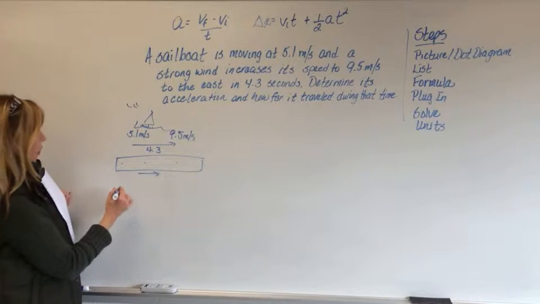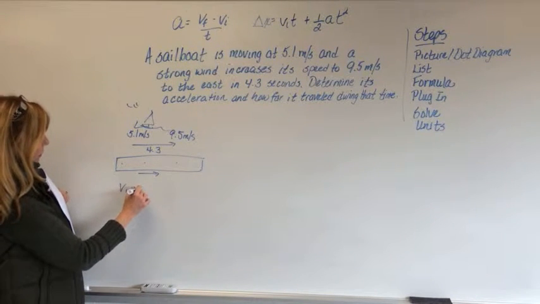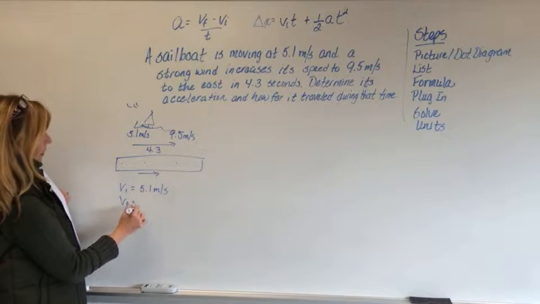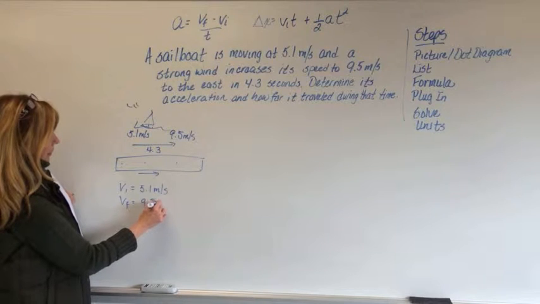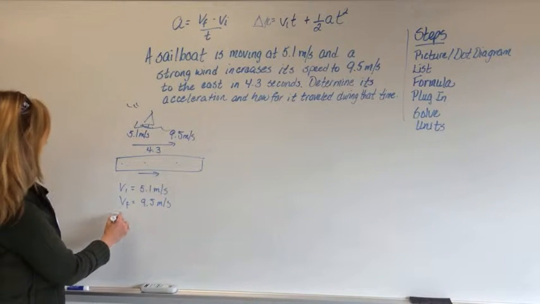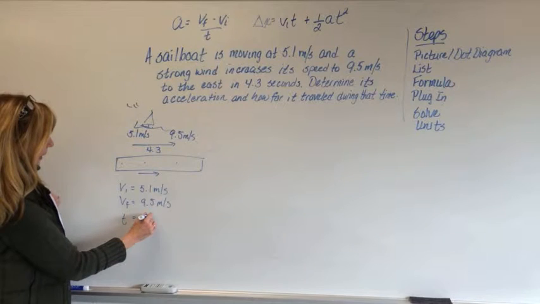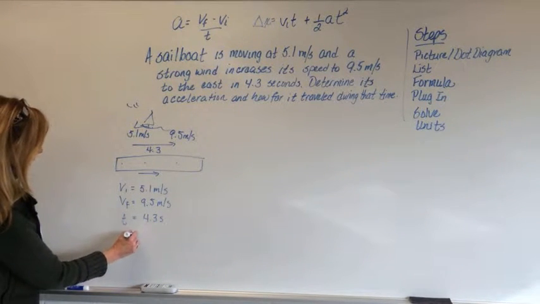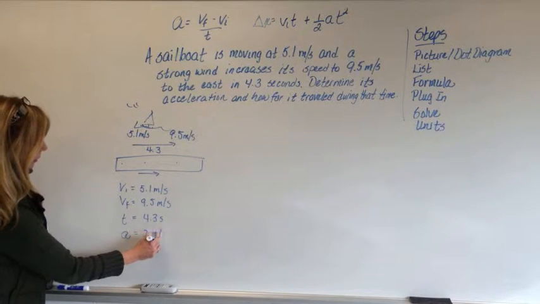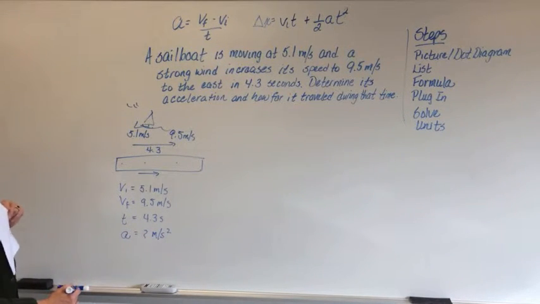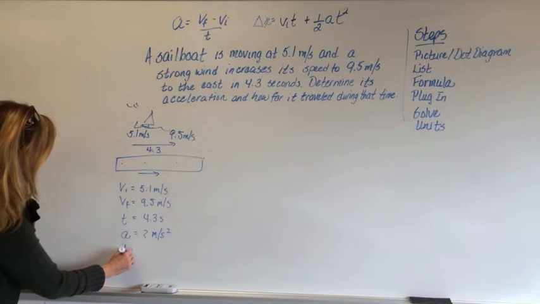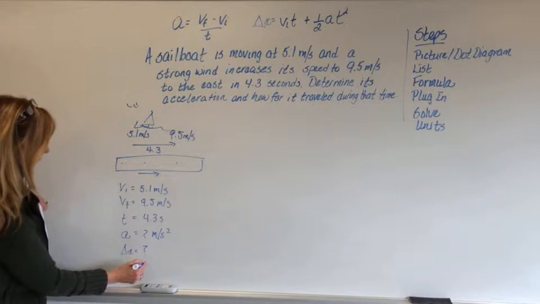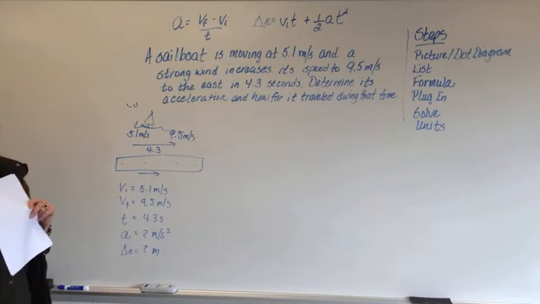What do we know? We know that our initial velocity was 5.1 meters per second, that our final velocity was 9.5 meters per second, that our time is 4.3 seconds. What we're looking for is our acceleration, which will be in meters per second squared, and our displacement, or our distance. How far did it travel during that time? How many meters did it go?